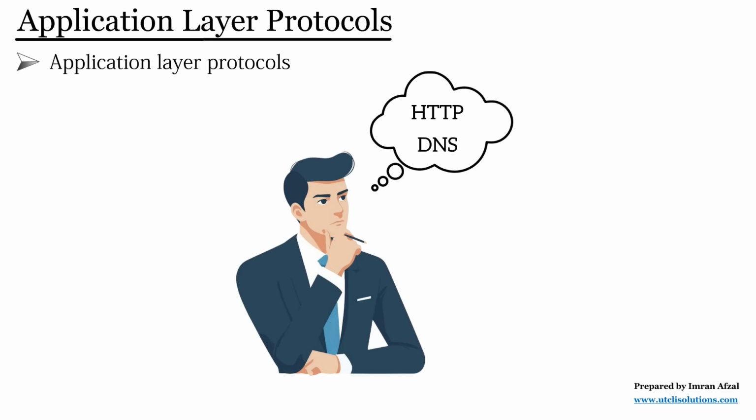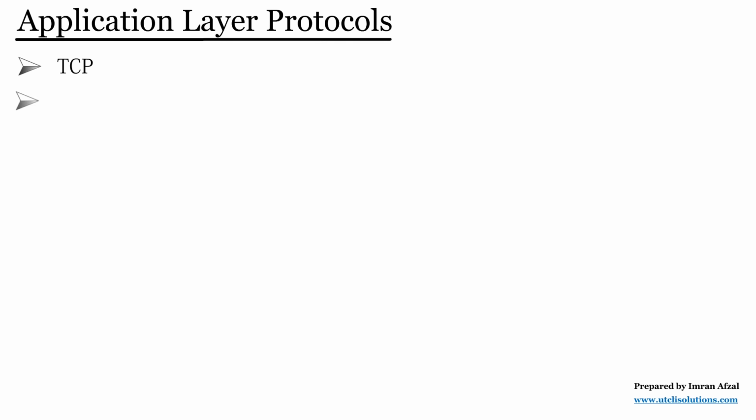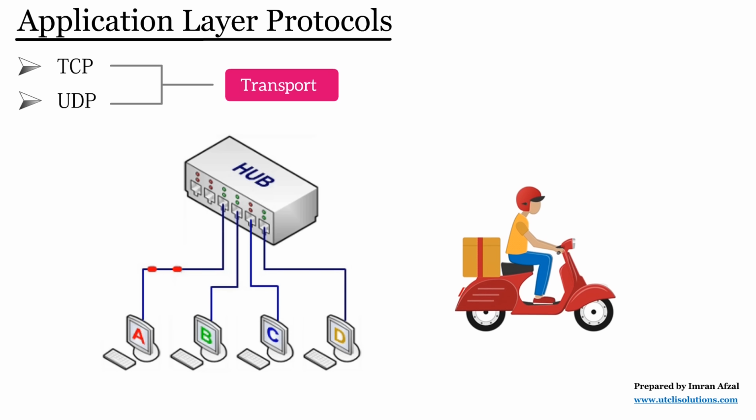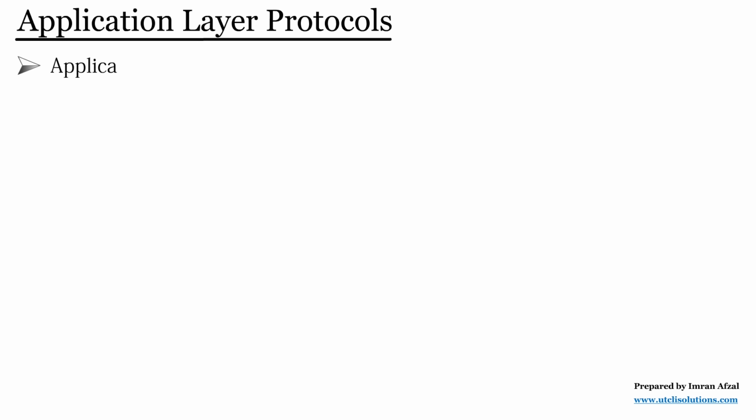Before we start learning about application layer protocols like HTTP and DNS, let's clear up something important. We have already studied TCP and UDP, and yes, they are protocols too, but they belong to the transport layer, which means their job is just to deliver data between devices. They don't care what the data is. Imagine them like delivery drivers.